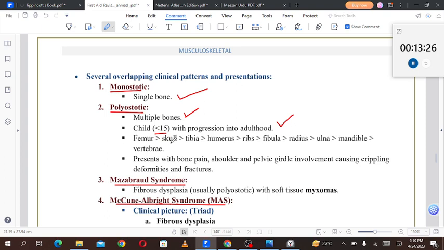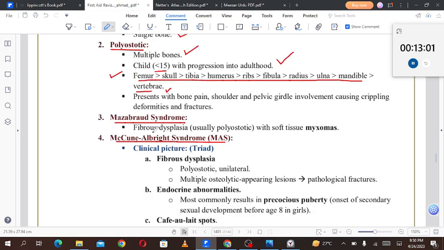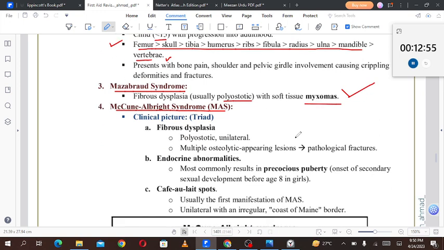These are the bones which are most commonly involved: femur, then skull, tibia, humerus, ribs, fibula, radius, ulna, mandible, and vertebrae. The most common site in the polyostotic type of fibrous dysplasia is the femur. The least is the vertebrae, and the other ones come in between, so make some mnemonic for yourself. It presents with bone pain, shoulder and pelvic girdle involvement causing crippling deformities and fractures. What is Mazabraud syndrome? Fibrous dysplasia, usually polyostotic, with soft tissue myxomas. Okay, there will be soft tissue myxomas as well.